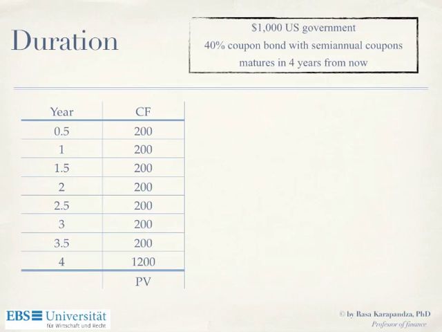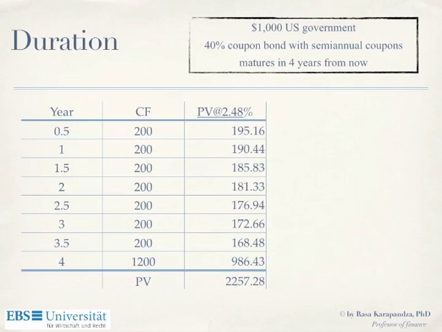Now, what is the present value of each of these cash flow streams? We can calculate that easily, and this is what we have done. So the first cash flow stream, because this is a semi-annual rate, will be 200 divided by 1 plus 0.0248. And this will be equal to 195.16.